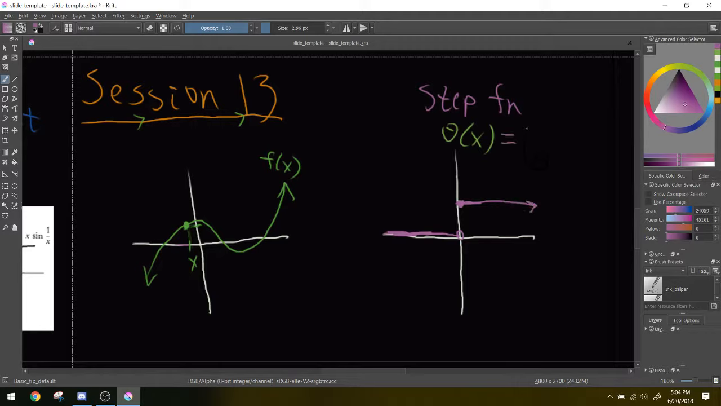You could write this in a piecewise way if you want. It's 0 if x is less than 0. It's 1 if x is greater than or equal to 0. So this is the Heaviside step function. Here's x, here's theta of x.